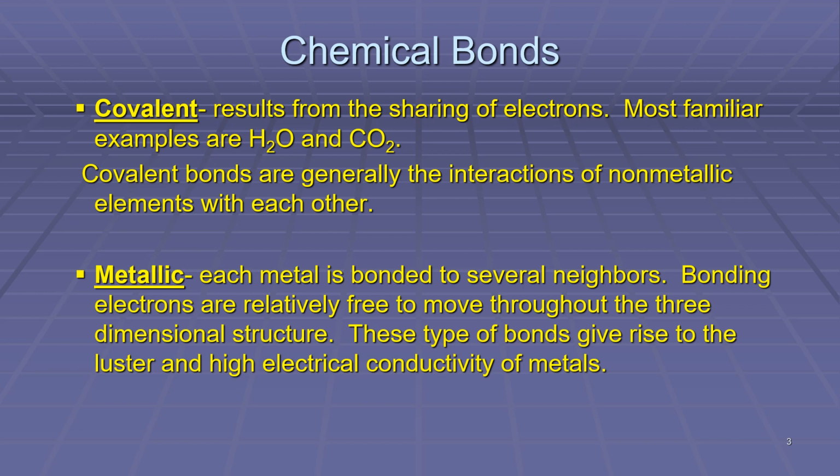Finally, the third type of chemical bond is called a metallic bond. This is where each metal is bonded to several other metals. In this case, all the electrons are kind of free to move throughout the three-dimensional structure. And this is what gives rise to the fact that metals can conduct electricity, and also the luster they have, because electrons are free to move around. We're really not going to focus in this class on the metallic bond, just kind of know the definition of it, but we're going to look specifically at covalent and ionic bonds in this chapter.